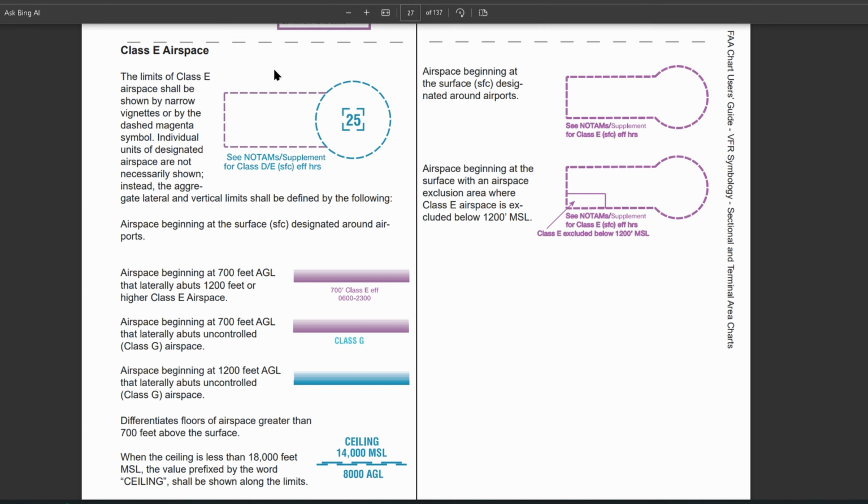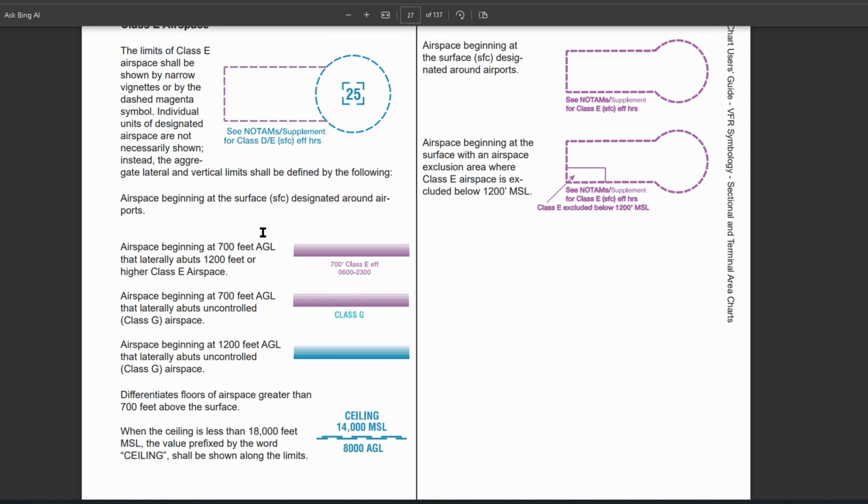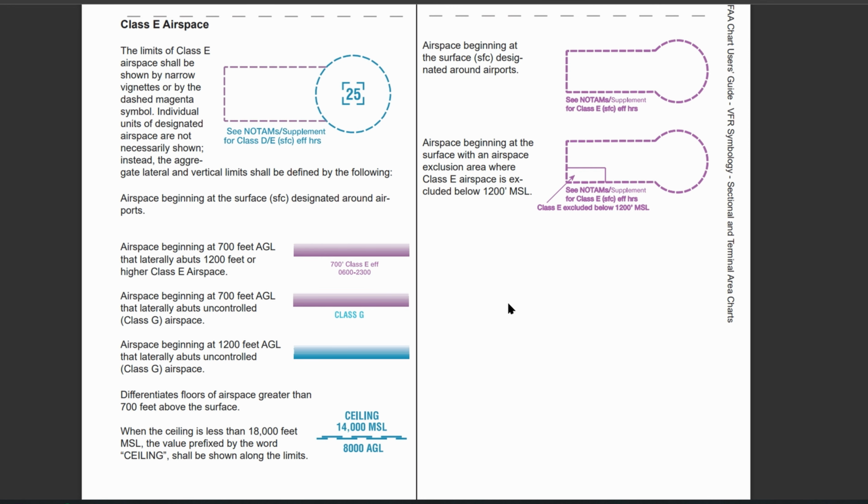Now, you know how it's a broken magenta line? There's a few cases where it might not be. It's going to be a shaded magenta if you go from 700 to 1,200 feet AGL or higher. That would all be shaded magenta. You'll also have a shaded magenta with the Class G lettering under it if you go from 700 feet, that's your surface, up to Class G airspace. And this is AGL, of course.